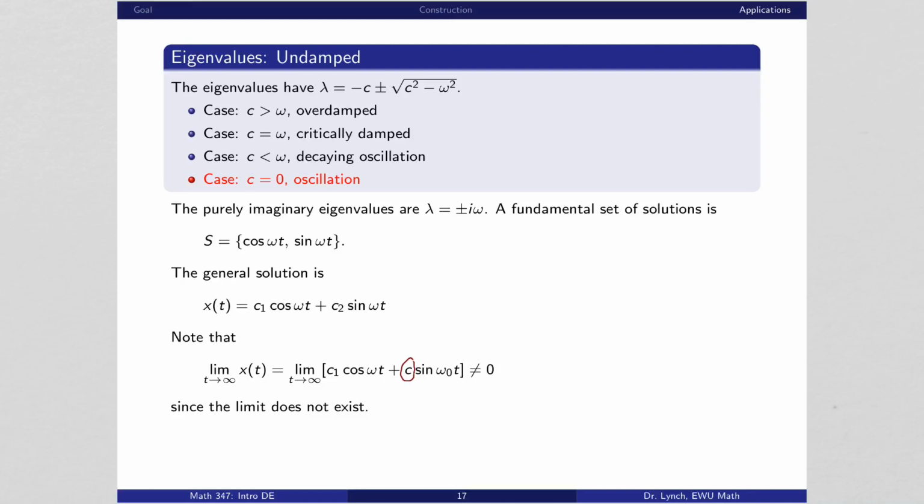But in any case, the solution just continues to bounce around, and this is what you would expect again in the case where there is no damping in the system. You expect that the solution ought to just oscillate around.